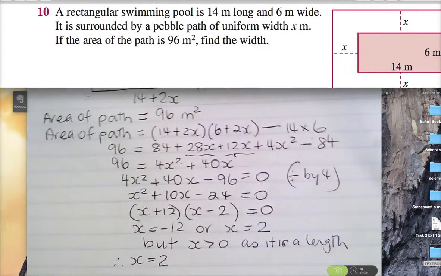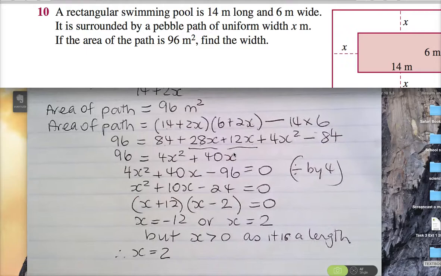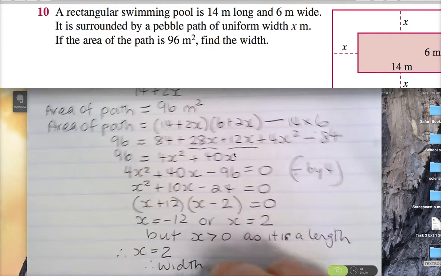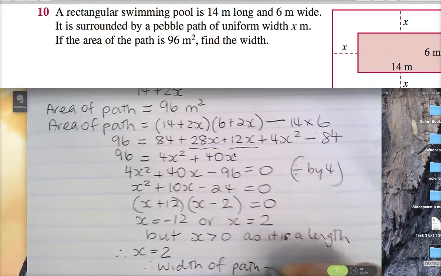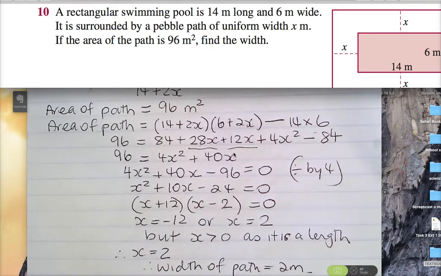What was the question? The width of the path, yeah, that's x. Width of the path is 2 metres. Makes sense? It's about right. Is this hard?